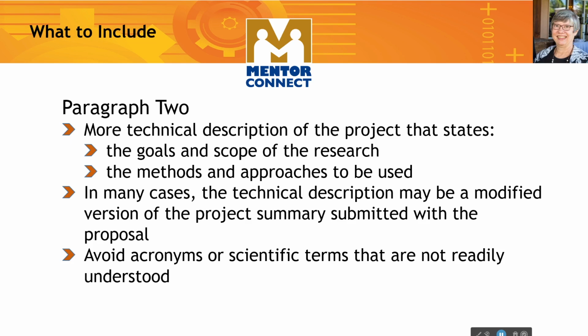Paragraph 2 is your more technical description and should state the goals and scope of the research, the methods and approaches to be used. In many cases, your technical description might be able to be a modified version of the project summary. Make sure you do not reiterate what you included in paragraph 1. Make sure the abstract does not include acronyms or terms a non-scientific person would not understand.